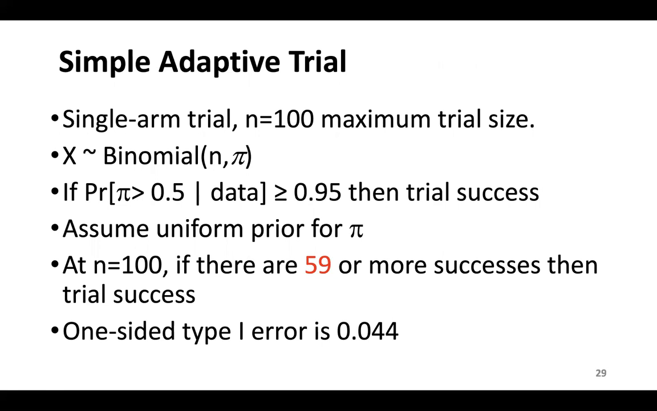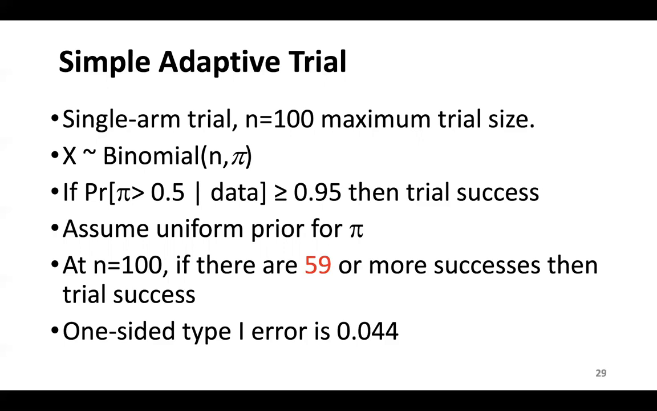I'm going to run a 100-patient trial. And I see data for X, which is binomial with 100 observations, where pi is the probability of response. If the probability that pi is greater than 0.5, given my data, is greater than 95%, I'm going to say that's trial success. This is only using data in the new trial. This is equivalent to using a uniform prior for pi. So I'm going to use a uniform prior, beta 1,1.